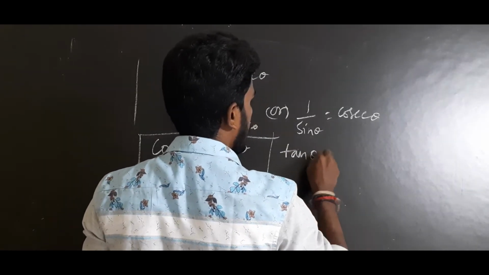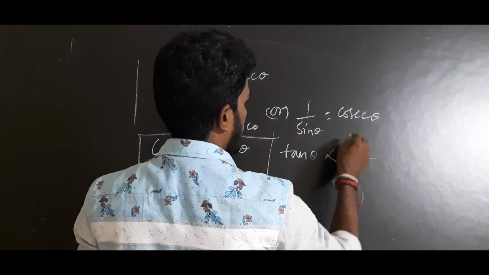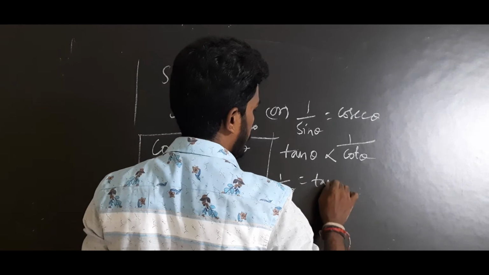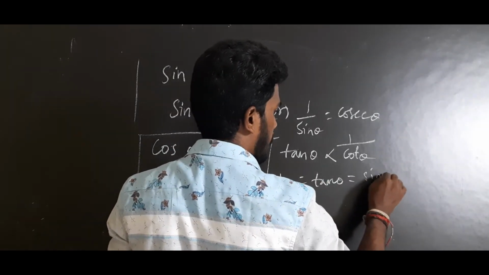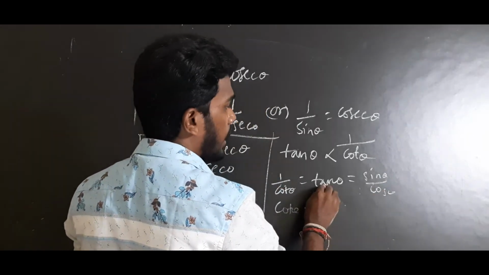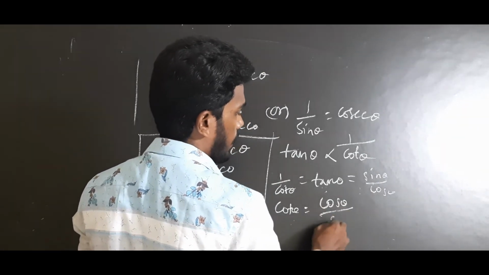Tan theta is inversely proportional to cot theta. It means that 1 by cot theta will be equal to tan theta. Or I can also say tan theta will be equal to sin theta by cos theta, as you know. So cot theta is a reciprocal of tan theta. So I can write cot theta in terms of sin cos as cos theta by sin theta.